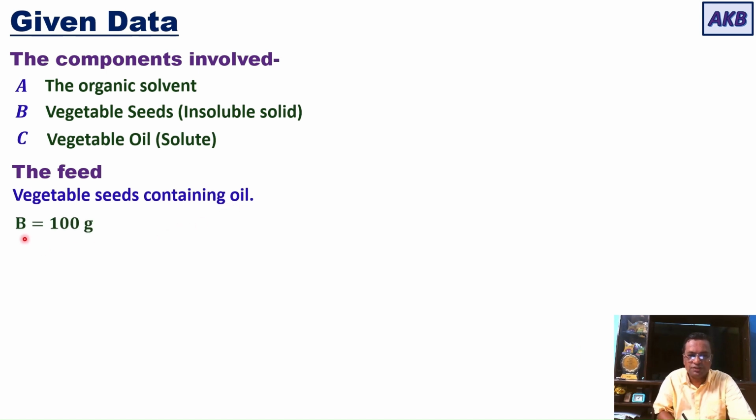So B, which represents the mass of insoluble solid that is present in the feed, in this case is 100 gram. So B is 100 gram and it remains unchanged. So 100 grams of insoluble solids will enter the operation and 100 grams of insoluble solids will come out of the operation. Then C, the mass of solute in the feed, is 10 gram, that is given to us.